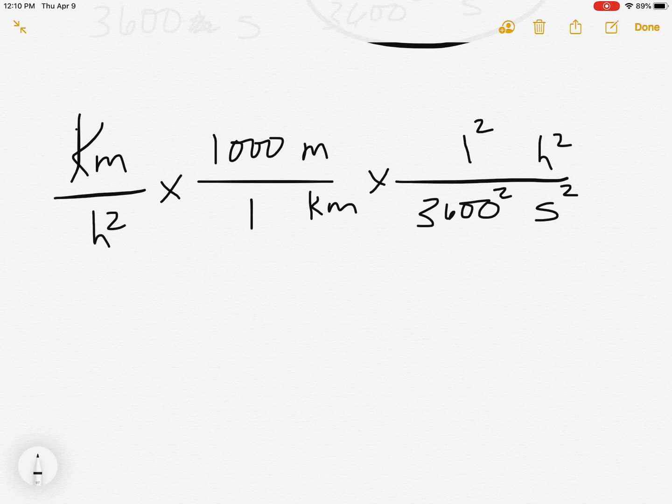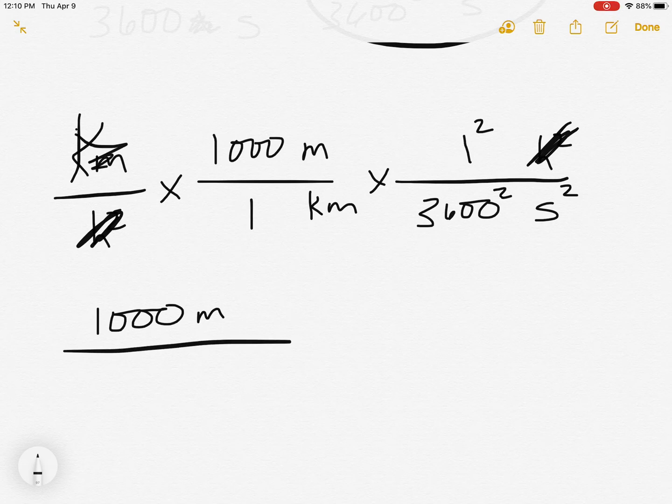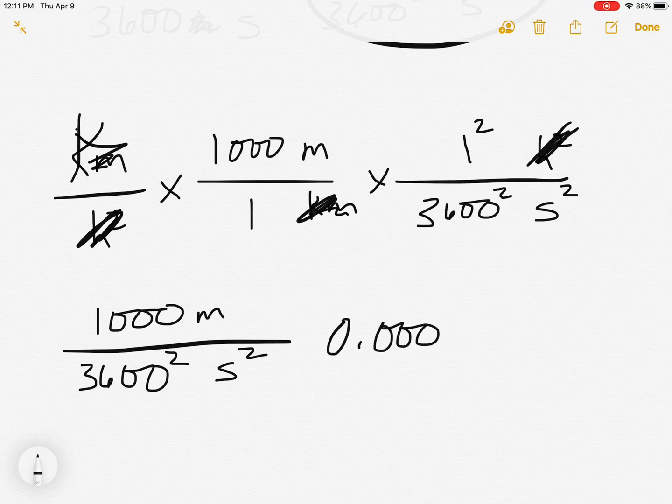Okay, so the top would be 1,000 times 1 squared. But the hours squared here will cancel with the hours squared there. So I'll have 1,000 and all I'll have left is meters. But on the bottom, I'll have these kilometers and these kilometers canceling out. I'll have 3,600 squared seconds squared. And if you do that division, you're going to get a very small number, right? 1,000 divided by 3,600 squared is 0.000077 meters per second squared.